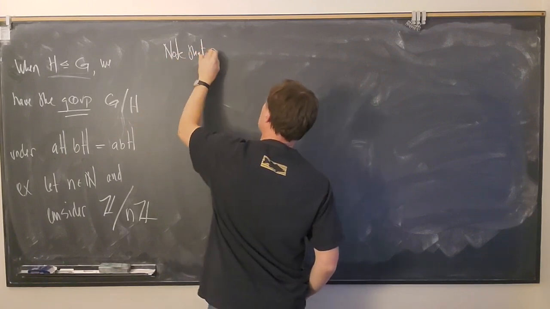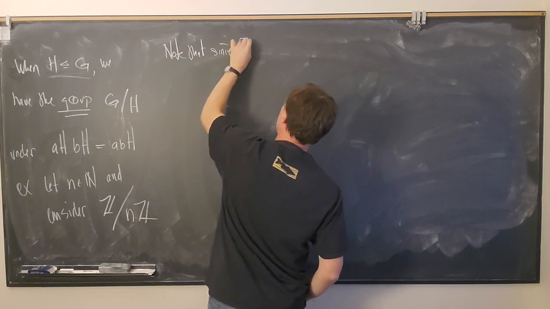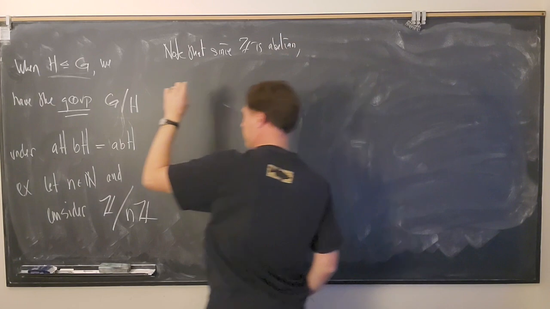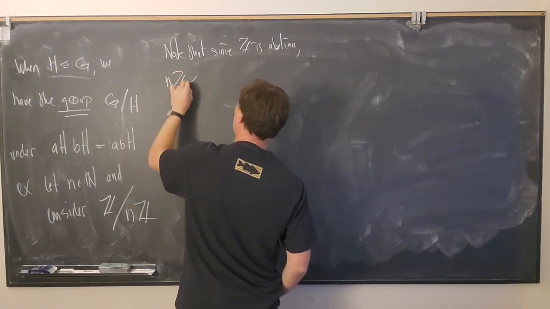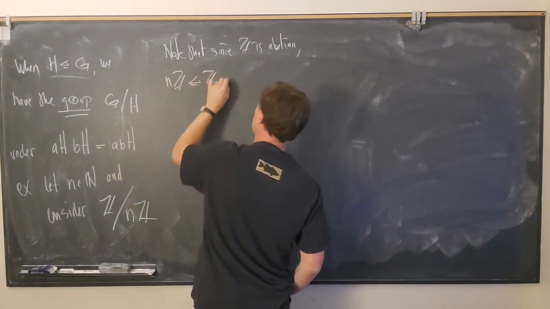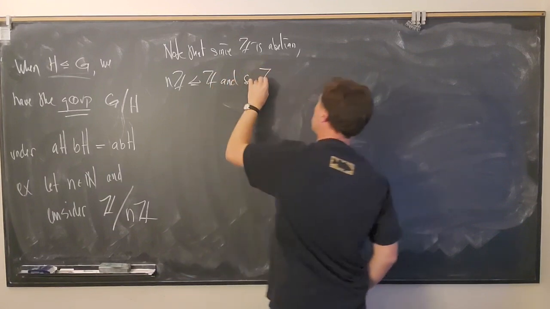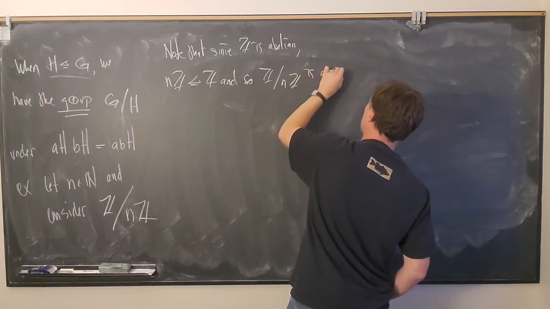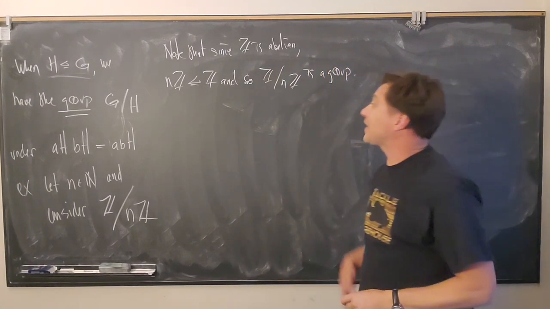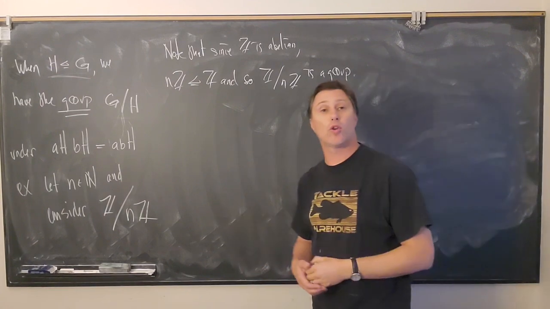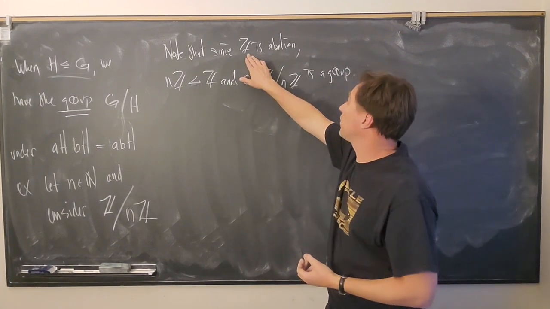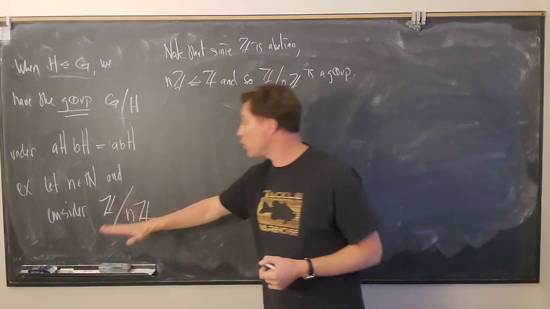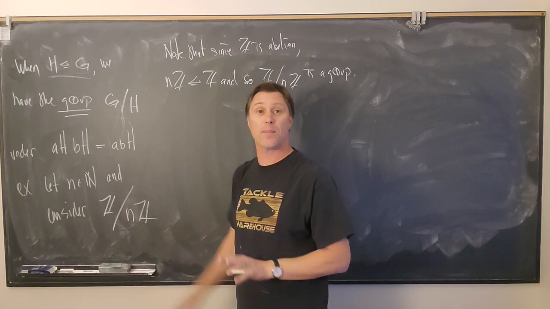And so I should just note that since Z is abelian, nZ is a normal subgroup of Z, and so Z mod nZ is a group. So that's the one nice place where you don't even need to apply the normal subgroup theorem. If you're working in an abelian group, when the numerator is abelian, every subgroup is normal, and so the quotient, the set of left cosets, is automatically a group.